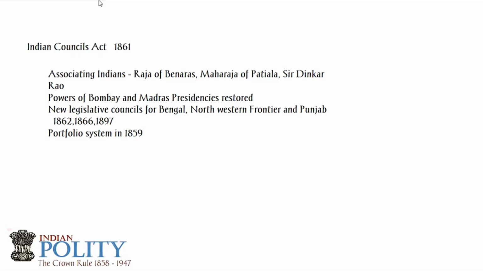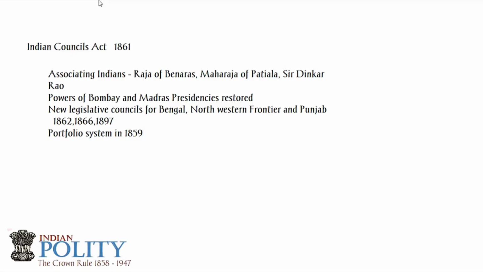Associating Indians in the lawmaking process, Indians were added as non-official members of the expanded advisory body. Raja of Benares, Maharaja of Patiala, and Sir Dinkar Rao were the first three members to join the council. The legislative powers of Bombay and Madras presidencies were restored, which were taken away by the Regulating Act of 1773. New legislative councils were formed for Bengal, Northwestern Frontier provinces and Punjab during the years 1862, 1866 and 1897 respectively.